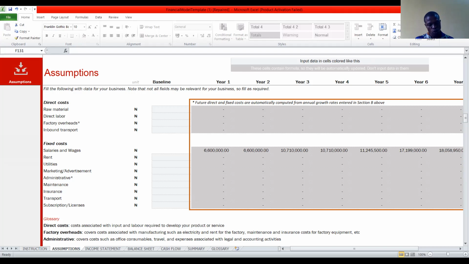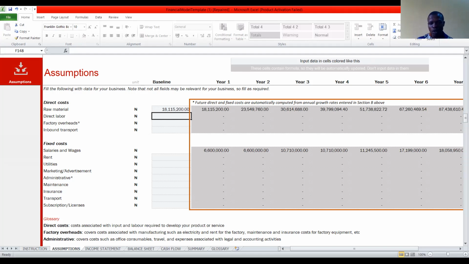Then all we need to do is to multiply it by 12. So 18 million is what we'll be spending per annum for raw material. 18 million, 115,200. Have you seen why it's good to do your research, do your sketch before you start filling this template?